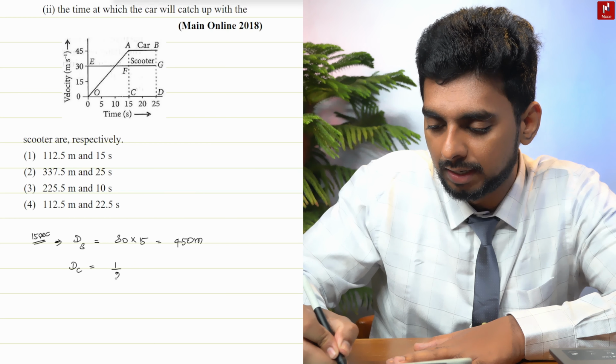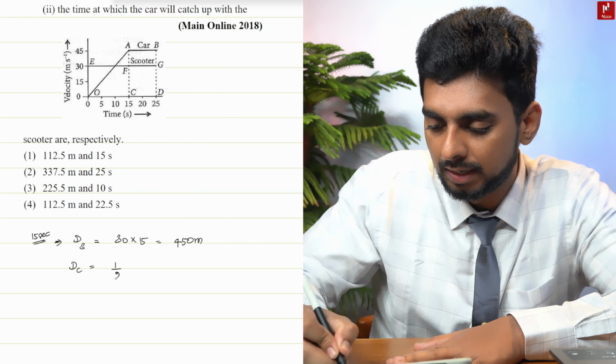So here what we did is, first we just found the difference between the distance of those two vehicles. To get that, just find the area under the graph, subtract the higher value from the lower value, and you'll get the difference. That is done. Next, I need to get the time at which the car and the scooter are going to catch up with each other.